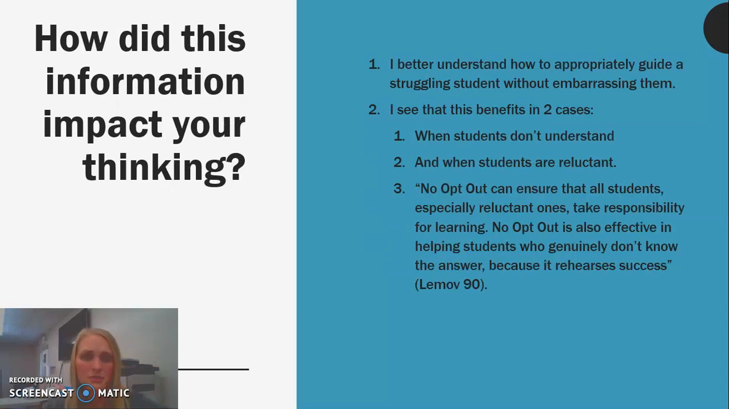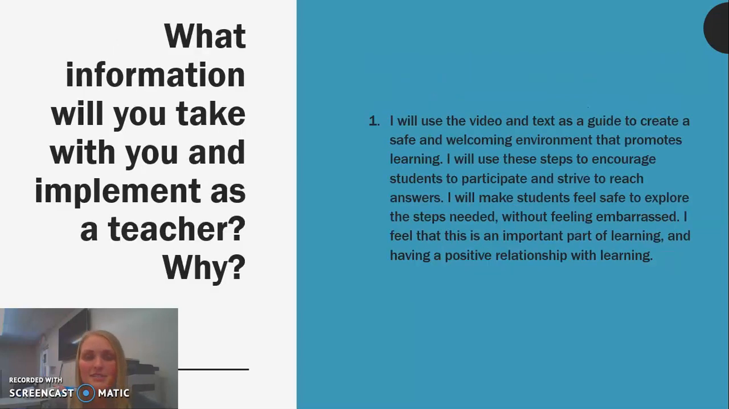The information will impact my thinking because I better understand how we can address students who are either struggling or reluctant to answer, and how we can do so without embarrassing them. And I see that it benefits both cases, students who are confused and also students who are reluctant. It can ensure that all students, especially reluctant ones, take responsibility for learning. It's effective in helping students who genuinely don't know the answer because it rehearses success.